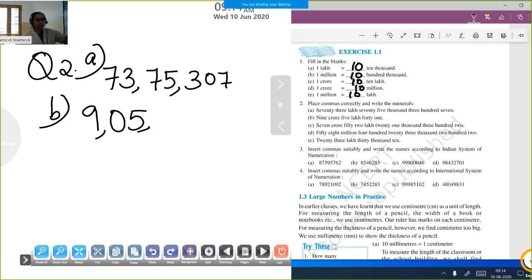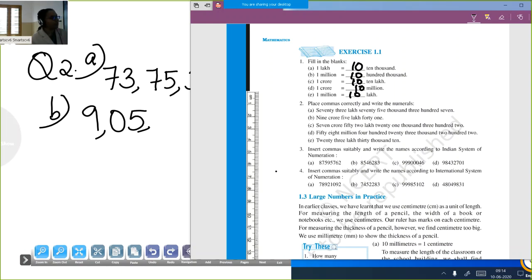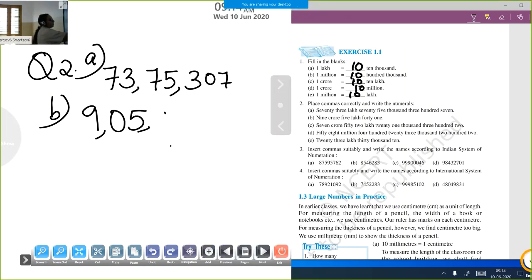Next, 41. 41 means something is missing there. Which place is missing here? That is 9 crore 5 lakh 40. That means thousands period is missing. So what we will do, children? We have to put 0 in thousands period. Then what is the remaining? 41. How many digits are in ones period? 3 digits. So 41 teacher will write like this way.